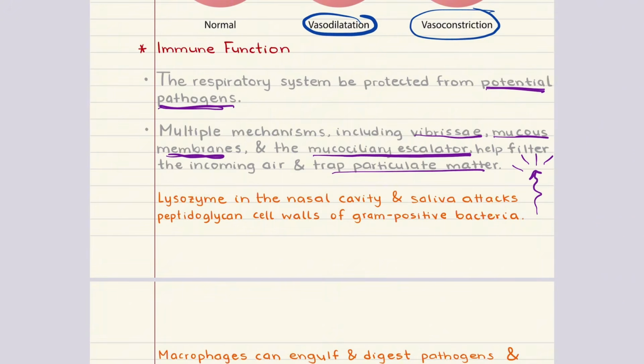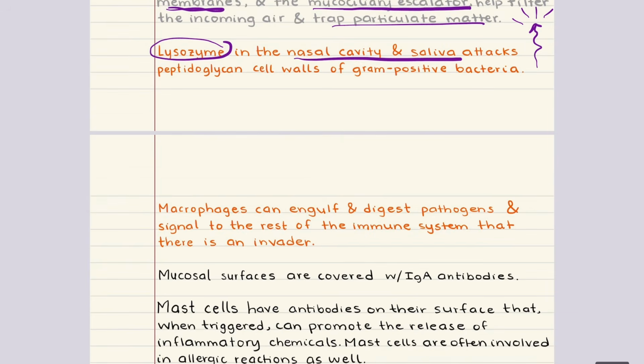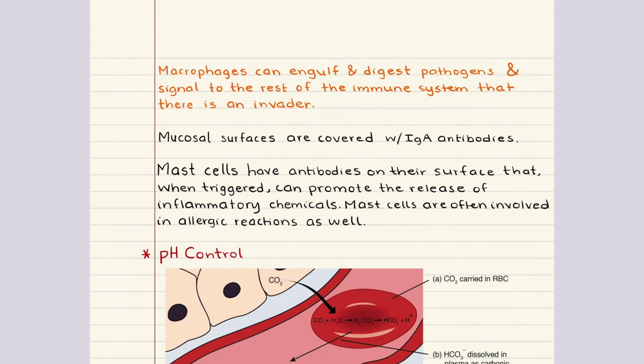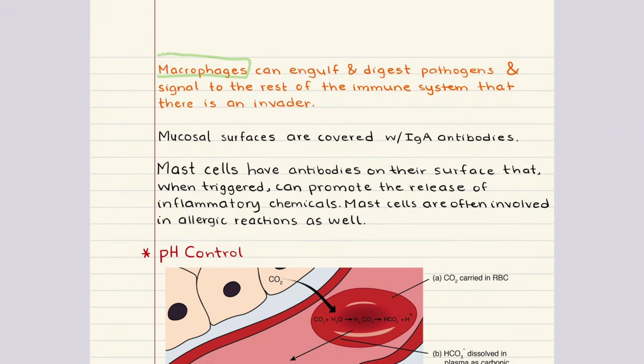The nasal cavity and saliva also contain lysozyme. This is an enzyme that targets the peptidoglycan layer of gram-positive bacteria, breaks down their cell walls, and kills them. Deeper in the respiratory tract, we have macrophages. These are immune cells that control the alveoli. They can engulf and digest pathogens, and importantly, they can also signal to the rest of the immune system when an invader has been detected.